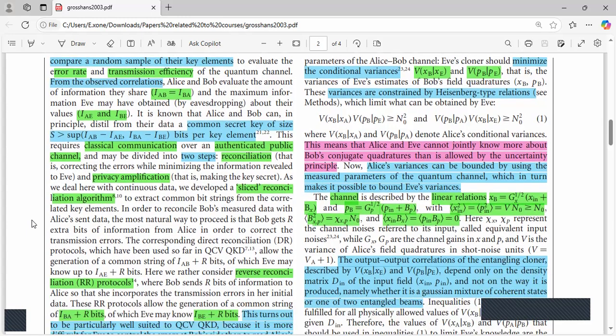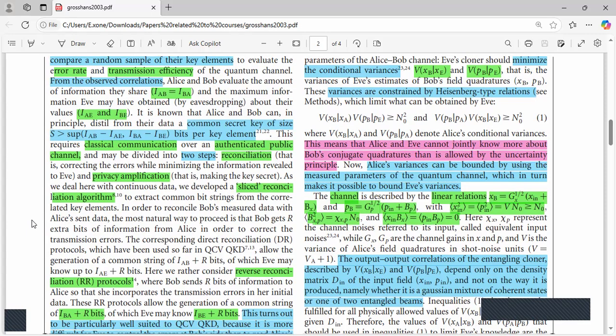Classical communication takes place on the authenticated public channel, and it could be the internet or email or any other medium that we usually use. But quantum transmission of the quantum states usually takes place in another medium, like vacuum, air, or fiber optics. Classical communication takes place through the public channel, and it has two steps.